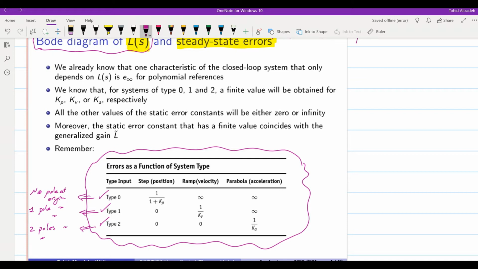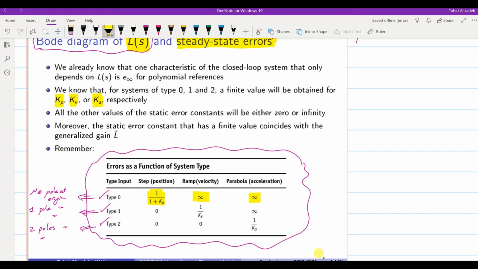And then based on the type, we can find the finite values for the error constants, Kp, Kv, or Ka. And once we have those static error constants, which will be either a finite value, 0, or infinity, we can determine the steady state error. For the type 0, for the step input, it will be equal to 1 over 1 plus Kp. We will have infinity for the ramp and parabola inputs.